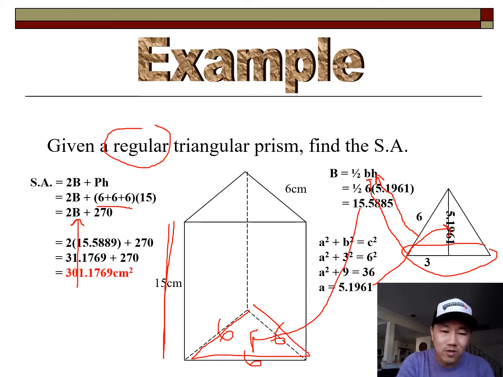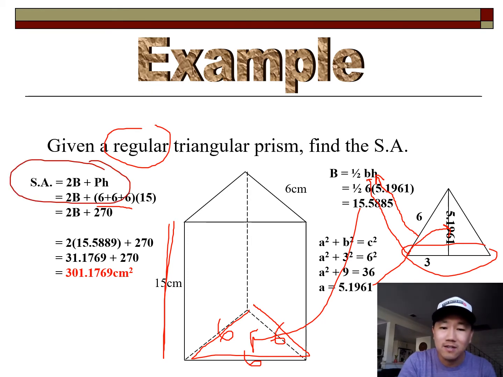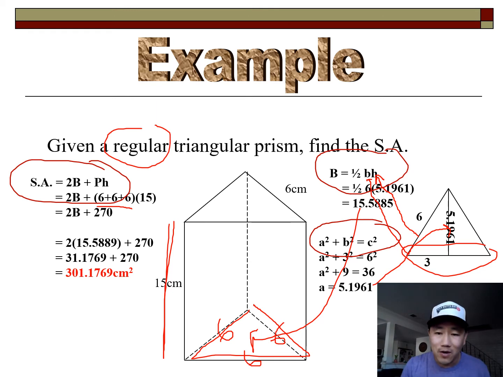Let me erase this for you guys. 301.1769 centimeters squared. All right, so that's pretty complicated. In order to find the surface area, we had to use the surface area formula. We had to use the area of a triangle formula. We had to use that Pythagorean theorem formula. So this is a very involved problem. So it's kind of cool because everything you've learned from all these chapters has come together into this one problem. And that was just a regular example.